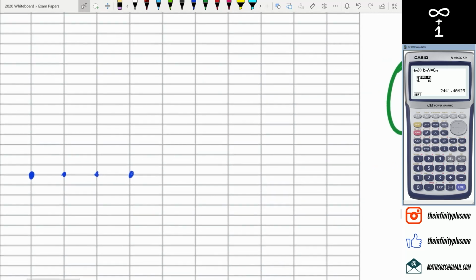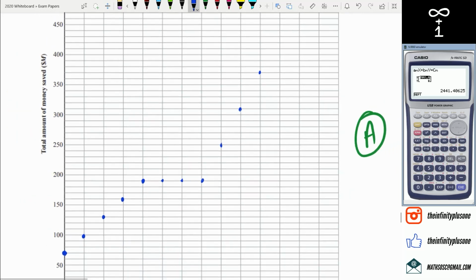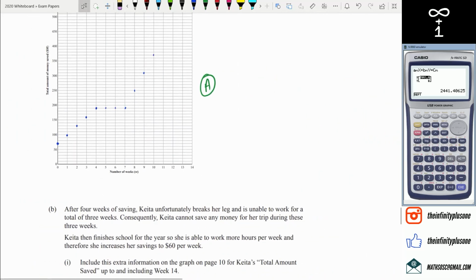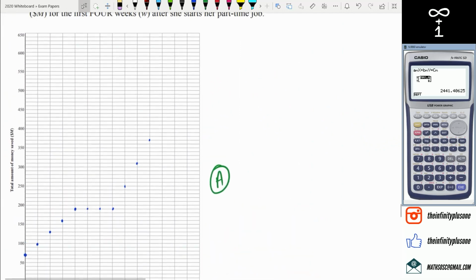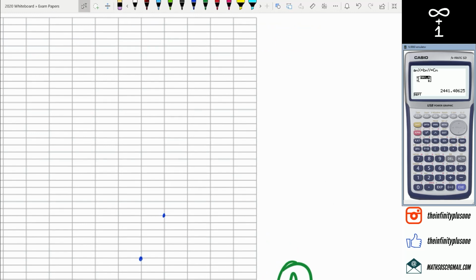So because she's saving $60 after that, she has 190, she goes to 250. 1, 2, 3, 4, 5, 6. I hope this is right. 310. 3, 4, 5, 6. So we're literally going to keep doing that. 8 to 14. Okay, so we might as well go all the way. I might make a mistake here, but 3, 4, 5, 6.